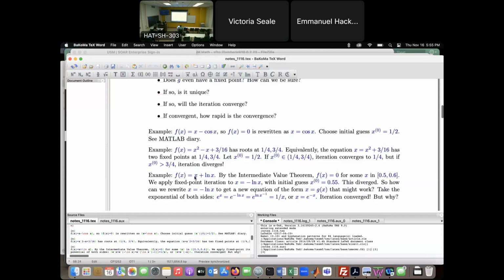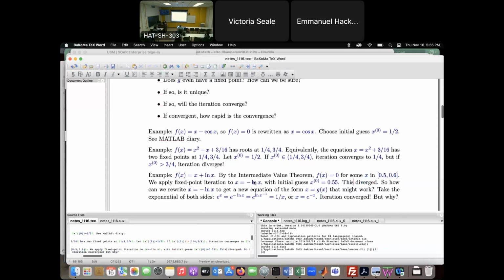So if I want to write f of x equals 0 in the form x equals g of x, the most obvious way to do that is x equals minus natural log of x. So I go ahead and do that with initial guess 0.55, halfway in between, the midpoint of this interval. Now, I won't do it here, but if I were to do this, it actually diverges. So the problem is, I wrote this equation in the form x equals g of x using a g of x that doesn't work.